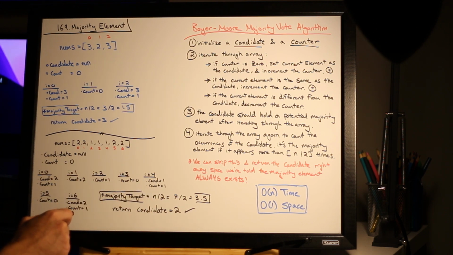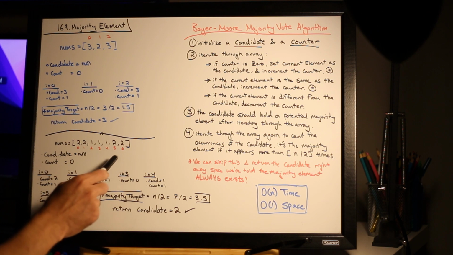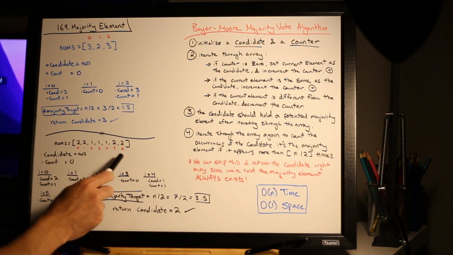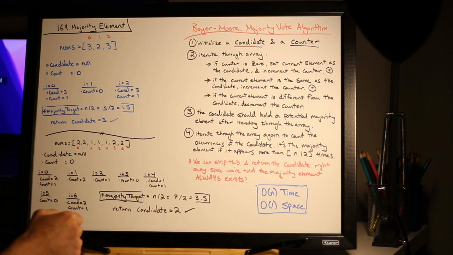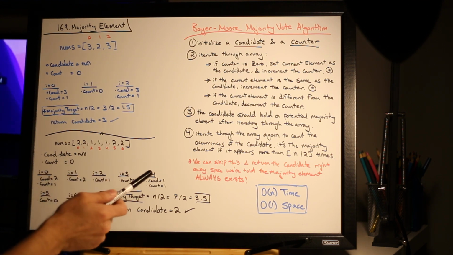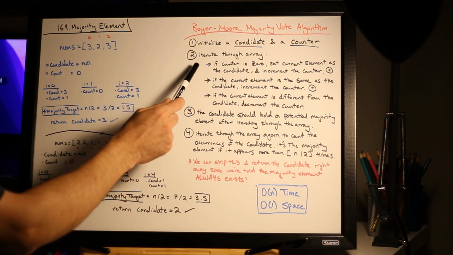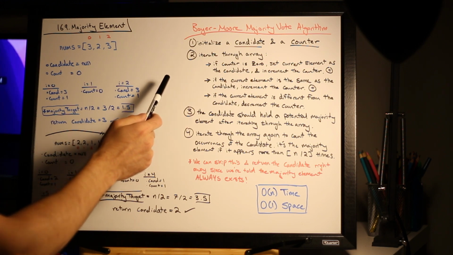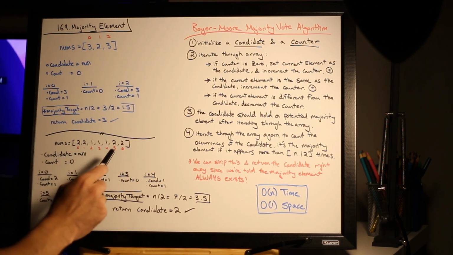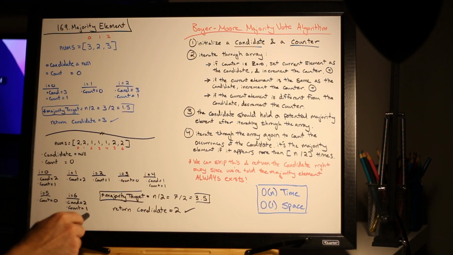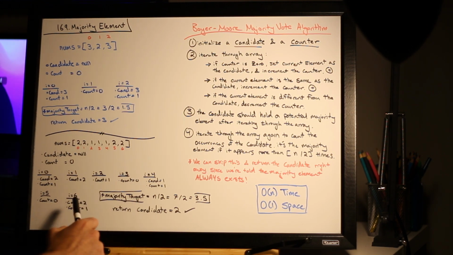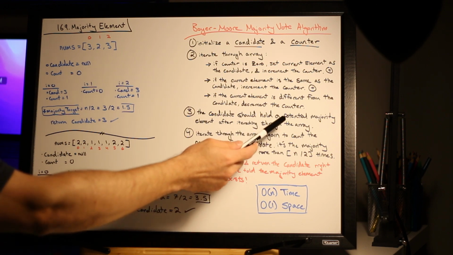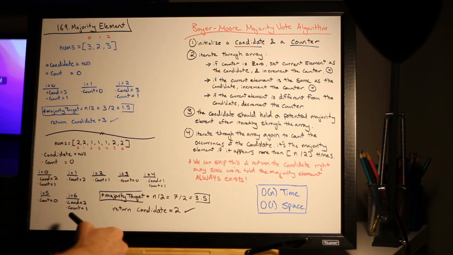Finally, we hit i equals 6. Now the current element is 2. We're going to set a new candidate because our count is 0 from the previous iteration. If our counter is 0, we set the current element as the candidate, and we're going to increment the counter. The candidate becomes 2, and we increment our counter by 1. And now we terminate the loop, and our candidate, by the end of this, should hold a potential majority element since we've iterated through the array.